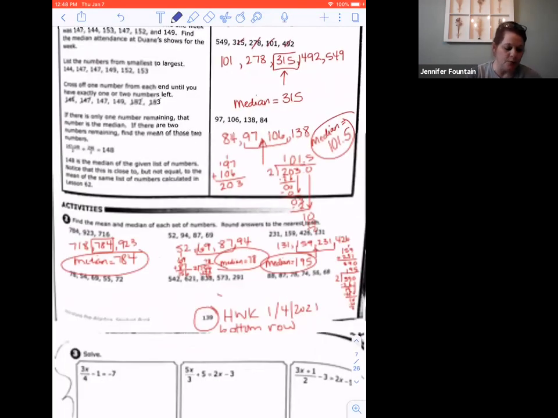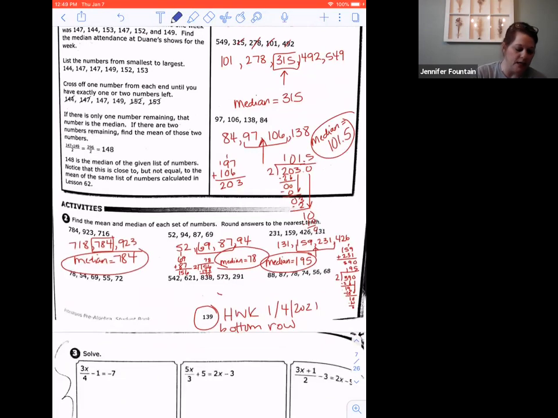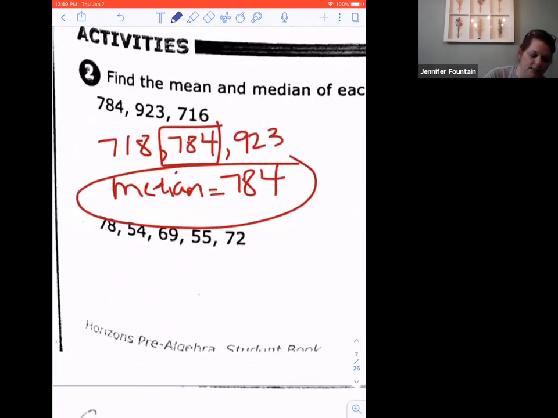Page 139, we have the bottom row again. We're finding the mean and the median of each set of numbers. What I'm going to do on this one is write the mean and the median for each. It says to round to the nearest tenth. And so for the first set of numbers, our mean, did you have a question?